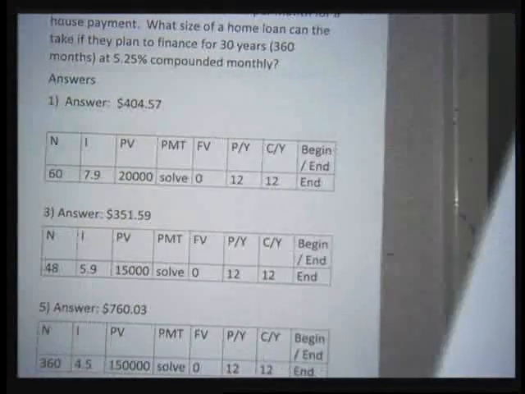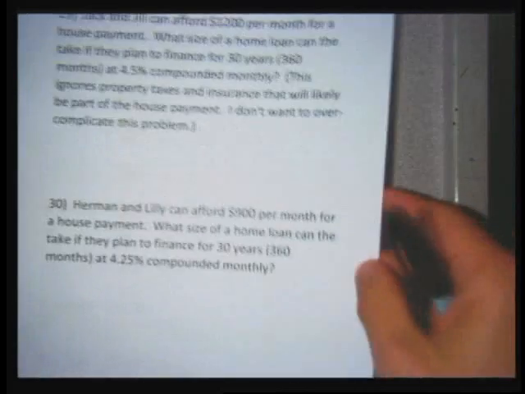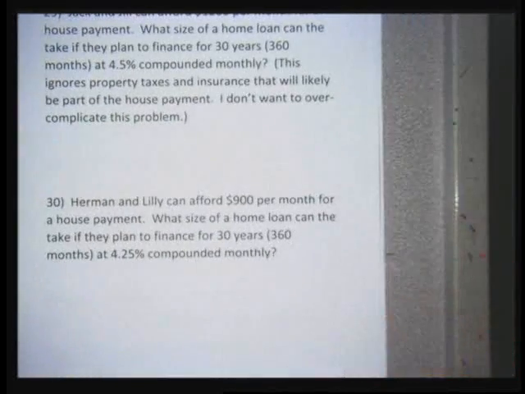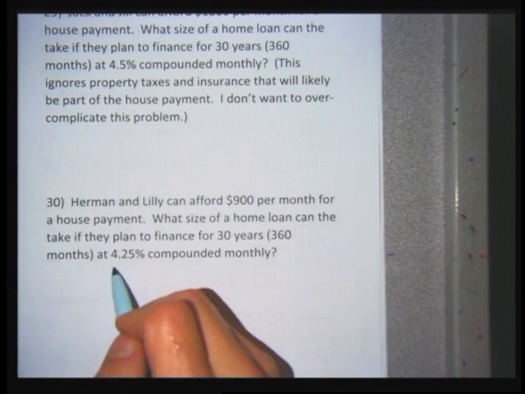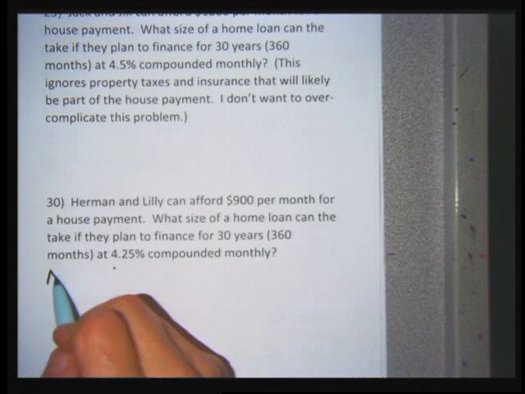We've got 29, 30, and 31. I only have one more problem, you have two. Herman and Lily being the monsters, again, you know that. So let me bust this out.